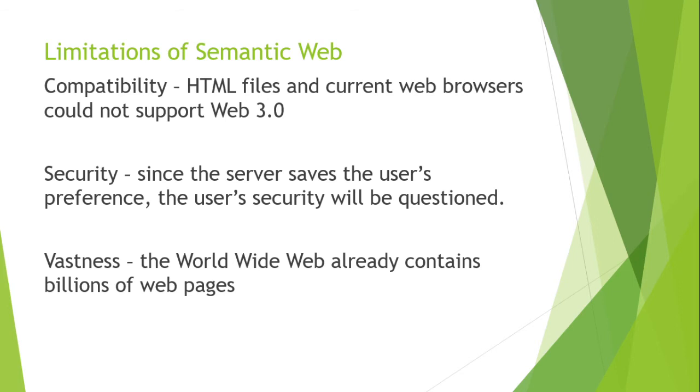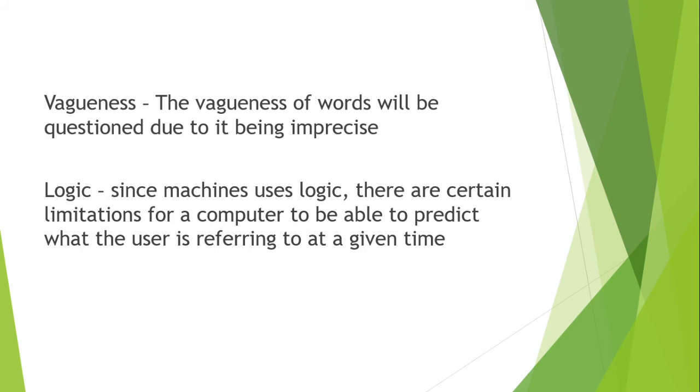The vastness. The World Wide Web already contains billions of web pages. Then vagueness. The vagueness of words will be questioned due to it being imprecise. So next is the logic. Since machine uses logic, there are certain limitations for a computer to be able to predict what the user is referring to at a given time.